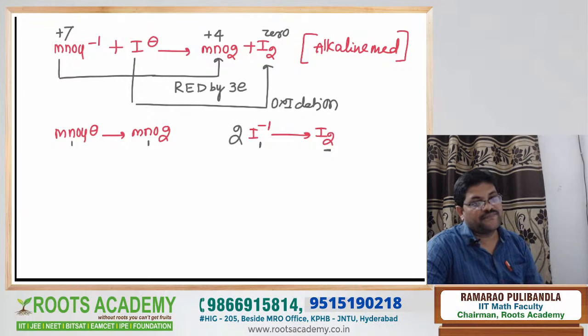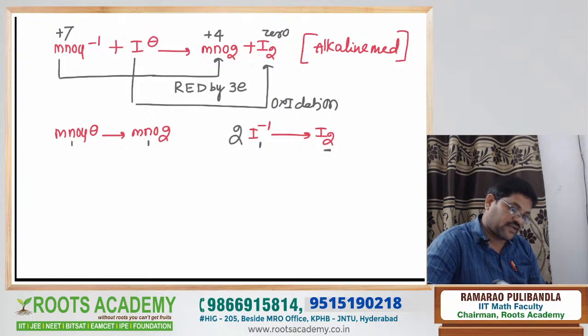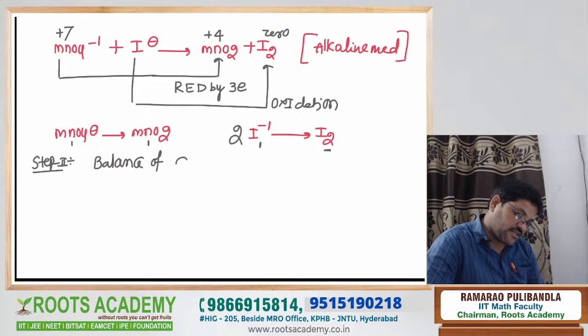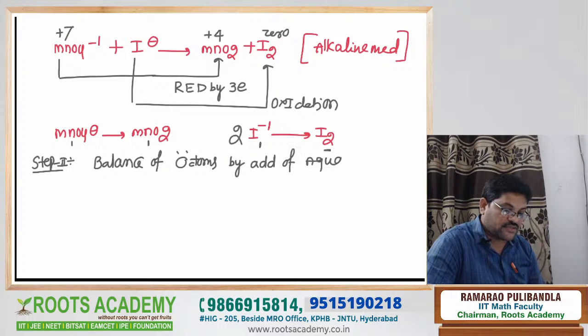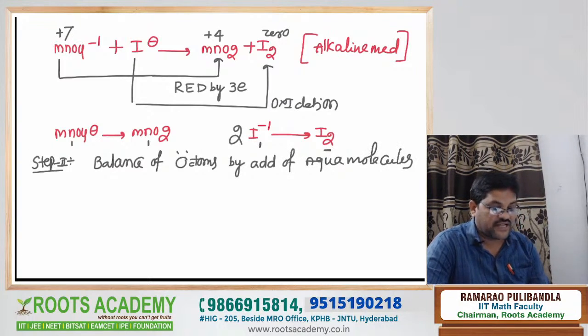Understood what I am saying, Nana? Here iodine 2 atoms are there, here iodine 1 atom is there. That's why multiplied by 2. Step 1 completed. Come to step 2. What is step 2? Balancing of the oxygen atoms by adding aqua molecules, that is, water. Where fewer oxygen atoms are there, that side we add water.